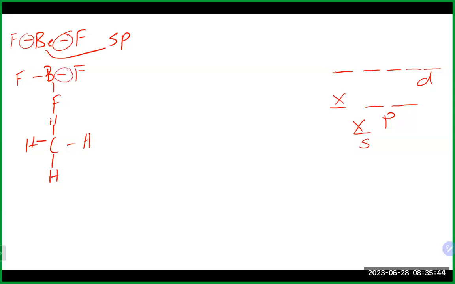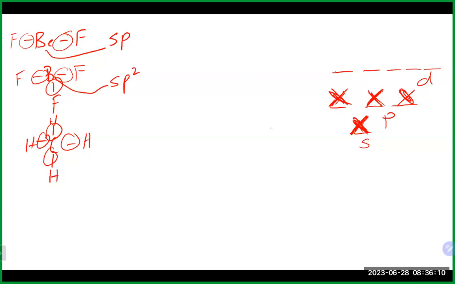We come over here to our BF3: 1, 2, and 3. Do the same thing. Start with the s: 1, 2, and 3. That's an s and 2 p's, which means the center is going to be sp2 hybridization. Here we have 1, 2, 3, 4. Again, starting at the bottom, 1, 2, 3, and 4. That is an s and 3 p's, which means the center here is going to be sp3 hybridization. So that's a super easy way to pick out the right hybridization.